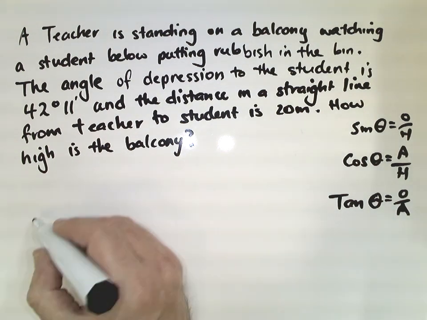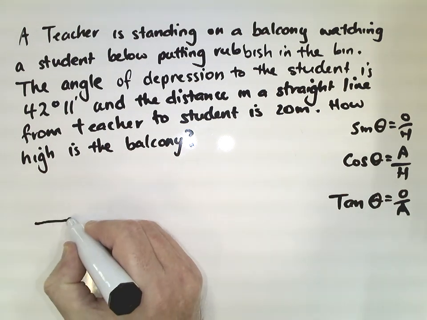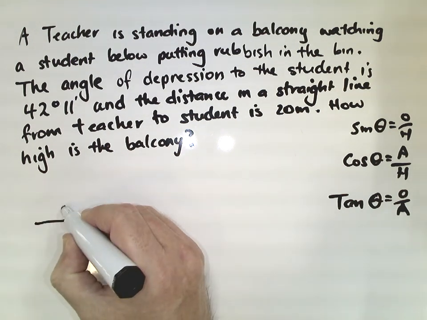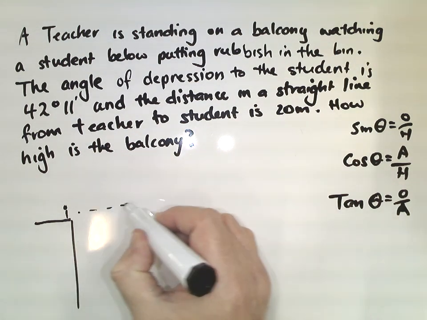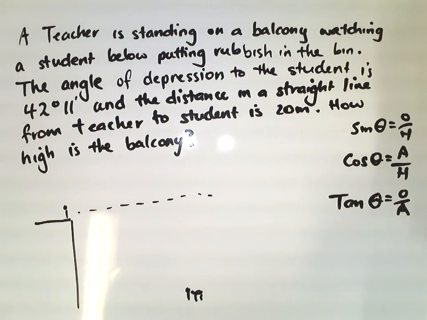So basically, there's a couple of things I want to talk about in this question. So here's our balcony, here's the teacher standing on it, here is the rubbish bin, and here is our student putting rubbish in the bin. Oh Lord, what a kid, eh? Now remember, the first thing I always do is draw my horizontal, my horizon, in this particular question.